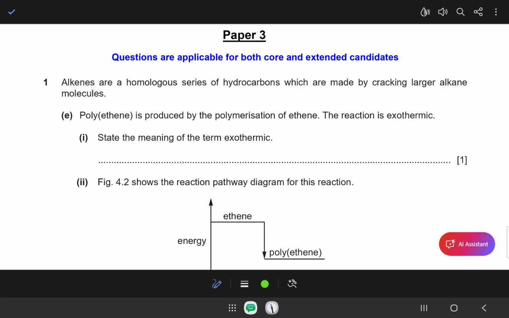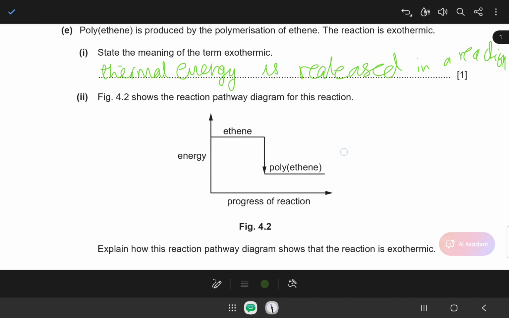So exothermic is when thermal energy is released in a reaction, or when heat is given out. But it's better to write this because it uses more keywords.